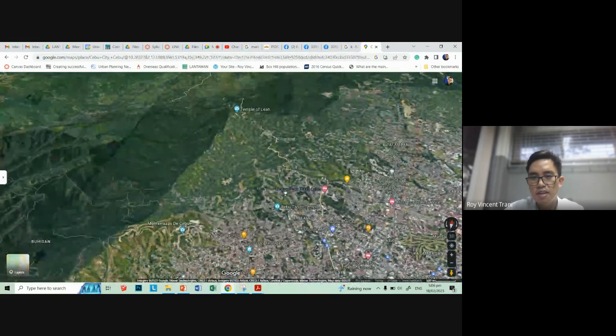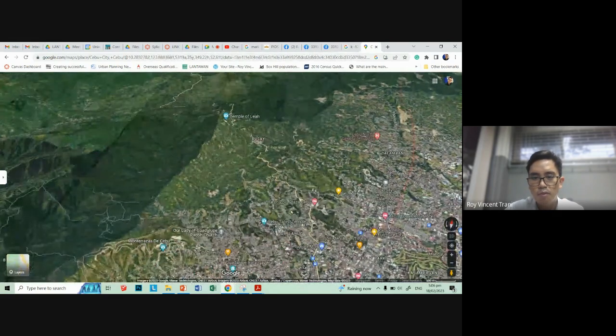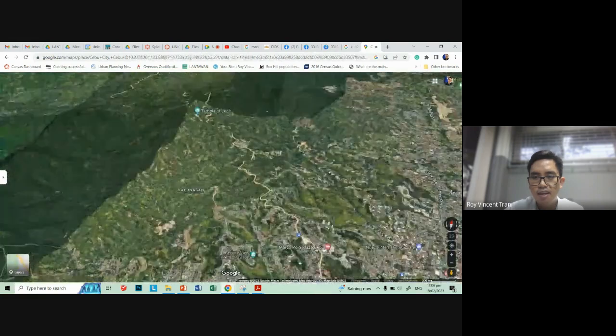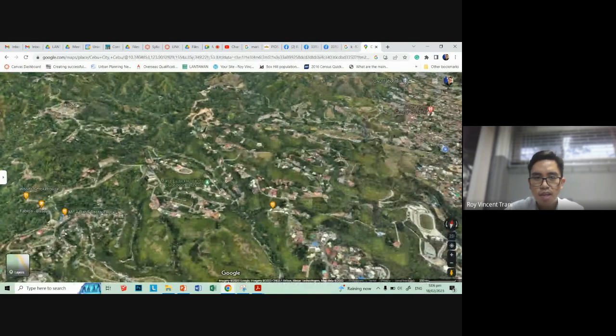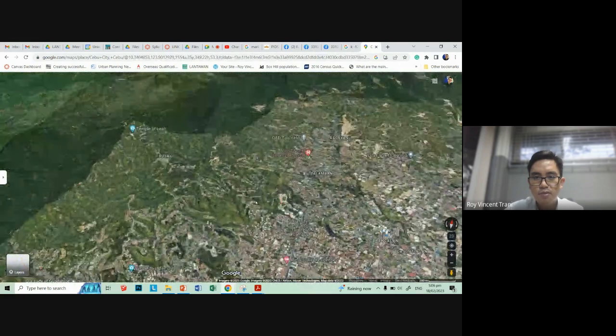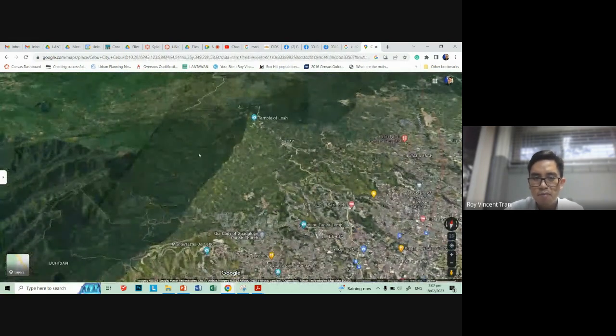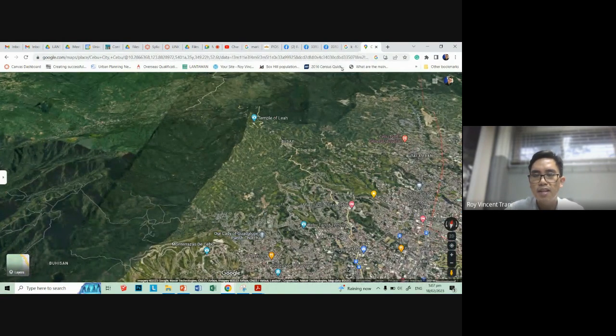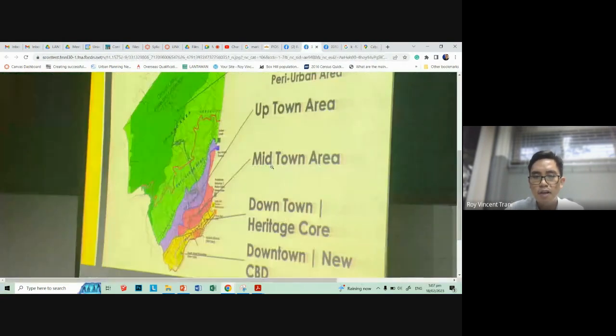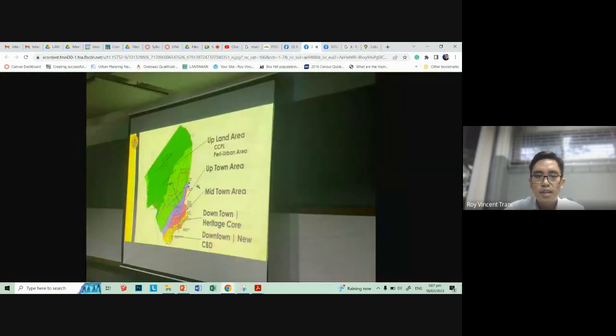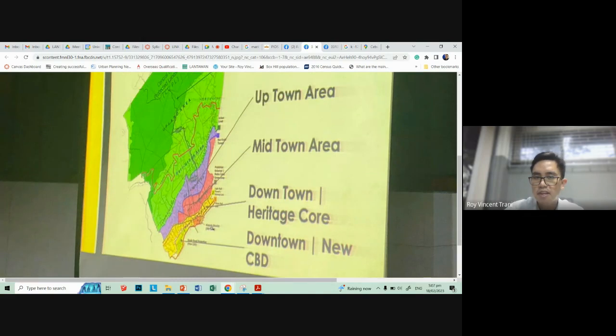If you can see the 3D, we have Marco Polo Plaza, we have Busay, a bunch of Maria Luisa Highland Clubhouse and Park. So we still push developing up into our mountains, which is kind of dangerous, but this is also reflected in our development plan. So the goal of Cebu City Planning Office is that we need to preserve our upland areas while reinforcing our downtown area.